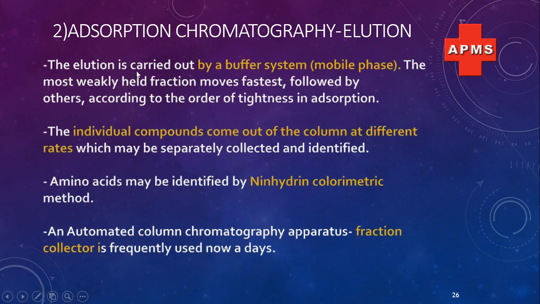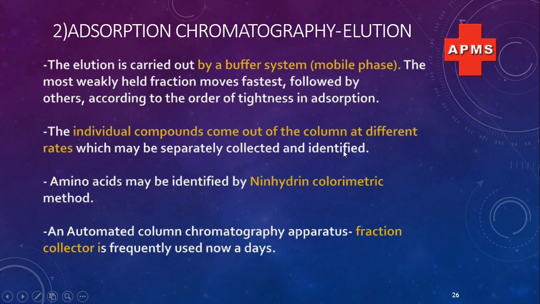The elution is carried out by a buffer system, which is the mobile phase. The most weakly held fraction moves fastest, followed by others. The most weakly held fraction moving fast means it shows less interaction with the stationary phase, and the one which shows more interaction moves slow. According to the order of tightness in adsorption, the individual components come out of the column at different rates, which may be separately collected and identified.